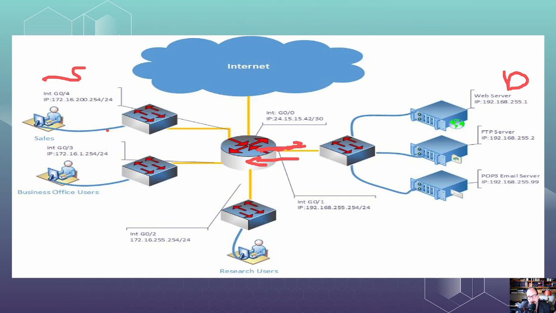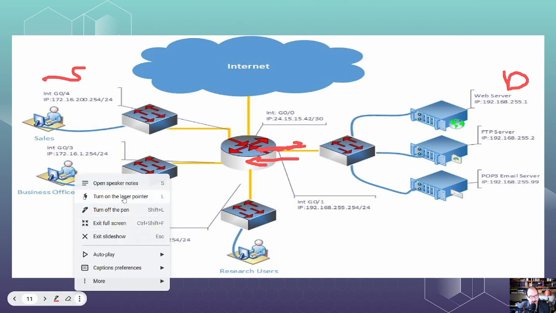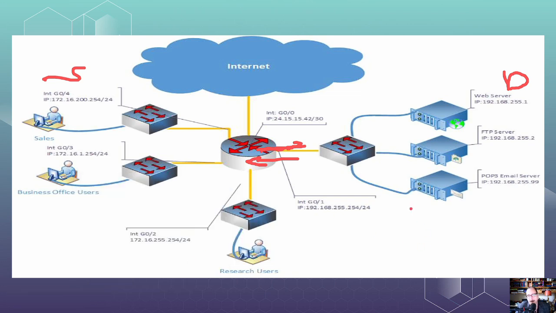It's permit TCP 172.16.200.0 0.0.0.255 wild mask. So then the destination would be host 192.168.255.1, eq 443, right? We'll talk about host in a sec. And then I would put a deny after that because of that permit.